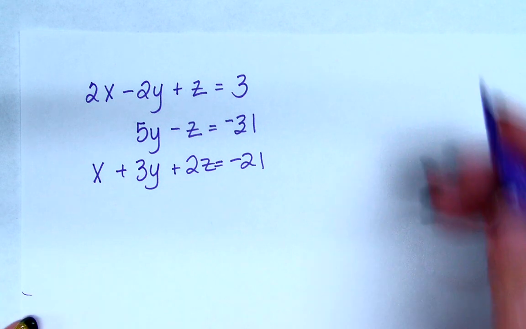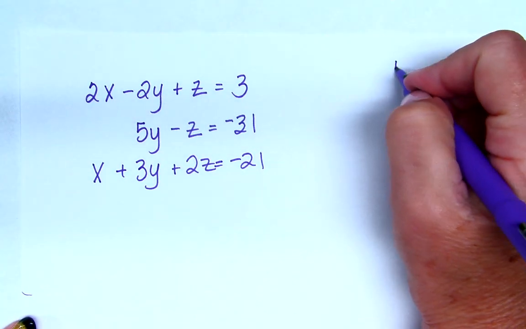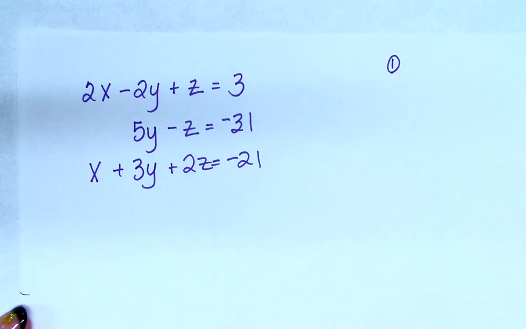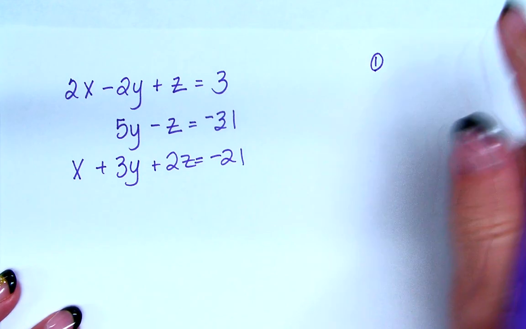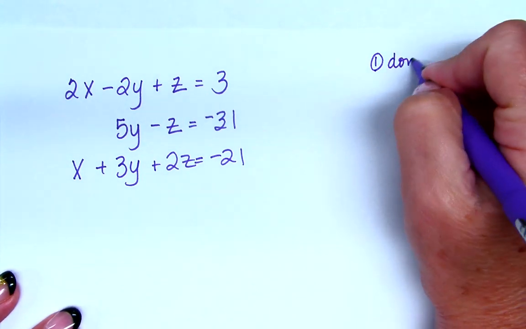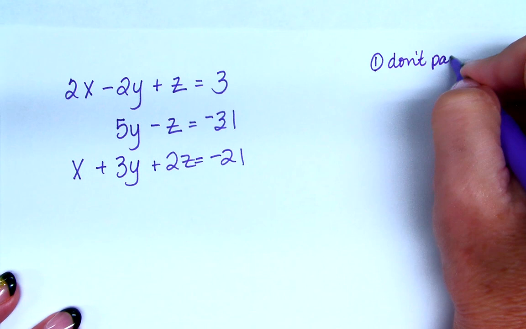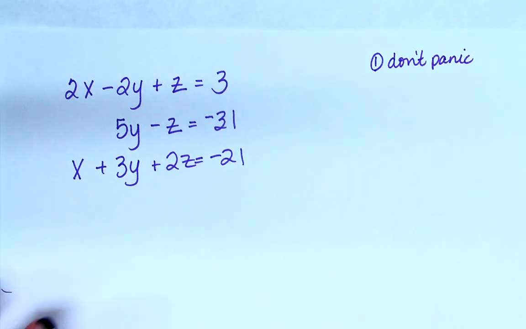So, let's start talking about steps. First of all, I'm only giving you one step on this problem. You already know the steps to do, but I'm giving you step 1. And what's step 1? Don't panic. We're solving this with substitution, which means I have to solve for one variable. In this particular case, which variable would you solve for?